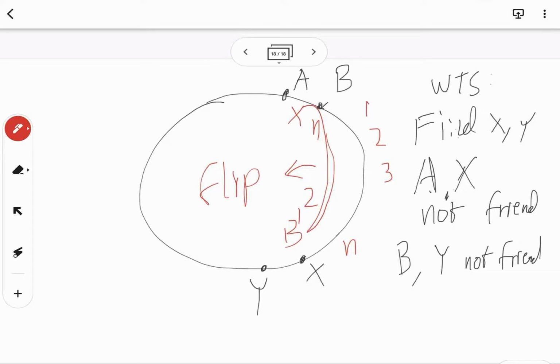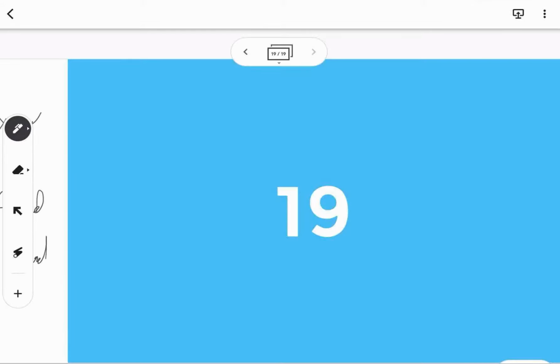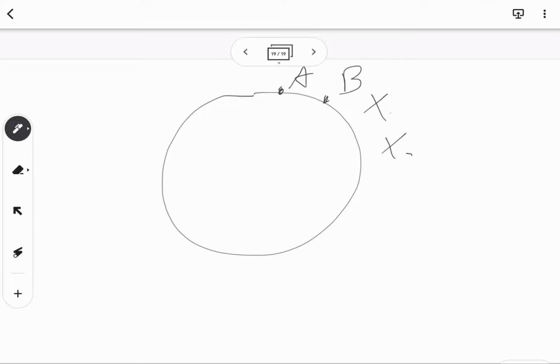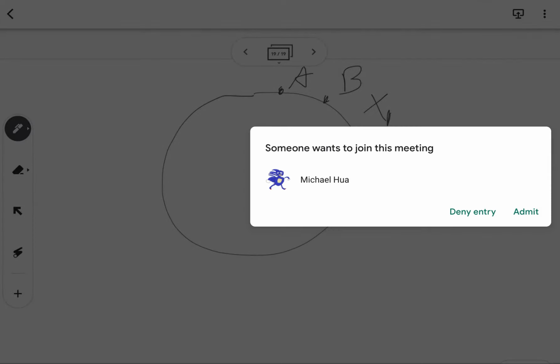And so how do we show that such an x and y always exist? Well, we have to use the condition that they gave to us, which is that everyone has more friends than enemies. First of all, a and b are enemies, so that's already something. That means that out of the remaining things, let's call them x1, x2 in order, x3, all the way to xn.